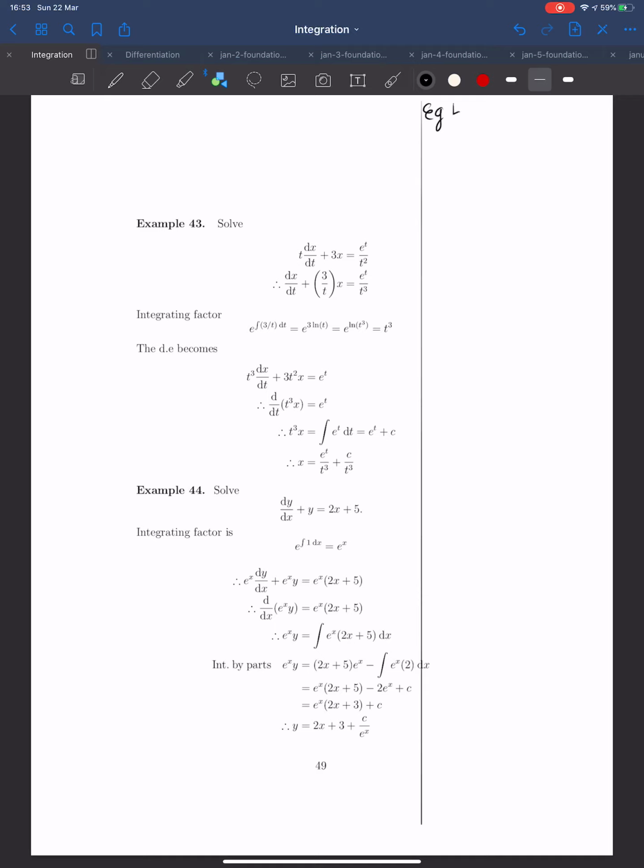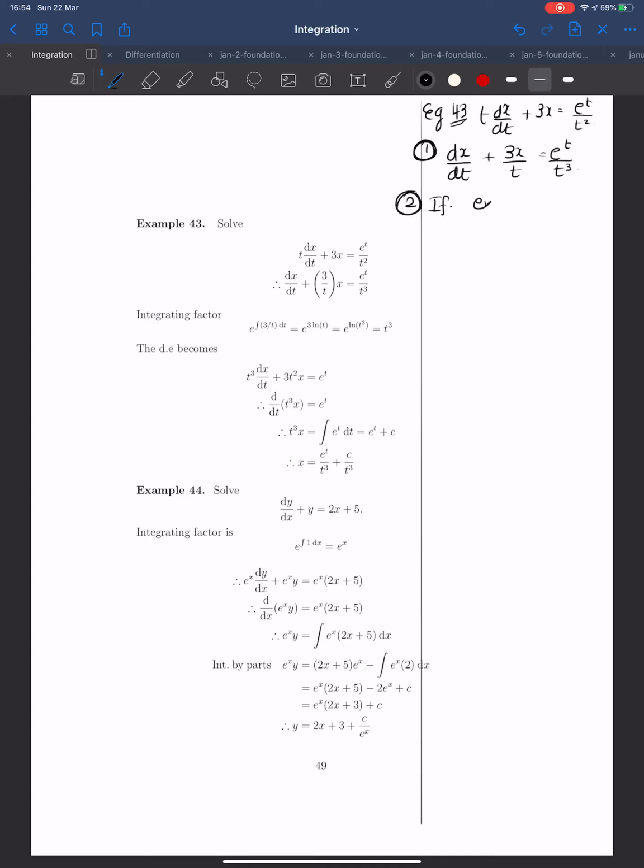So example 43. t dx by dt plus 3x equals e to the t over t squared. The first thing we do here, the coefficient of this first one has to be 1, so we've got to divide all the terms by t. So dx by dt plus 3x over t equals e to the t over t cubed. So that's step 1, divide by t. Step 2, find the integrating factor.